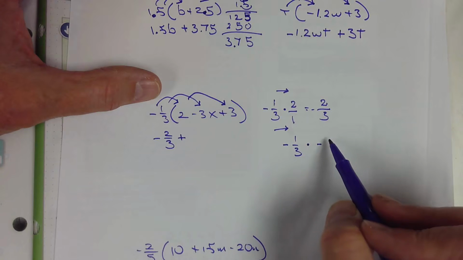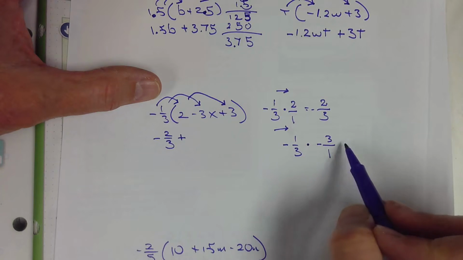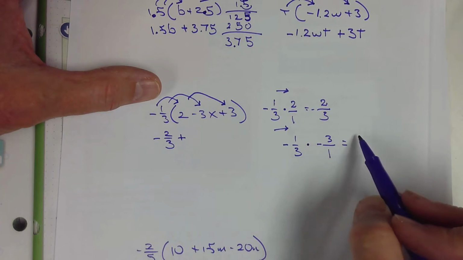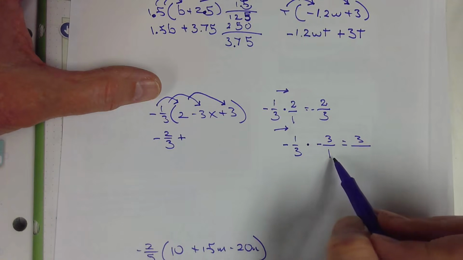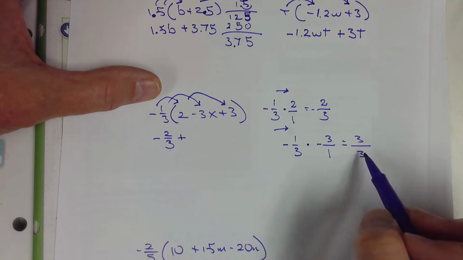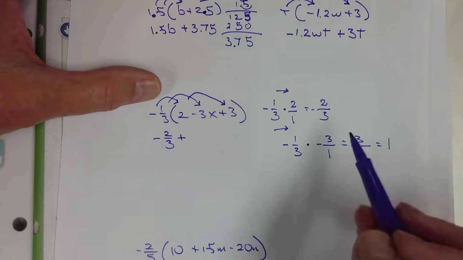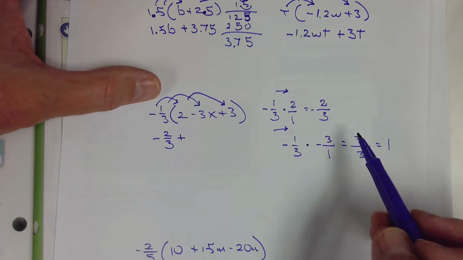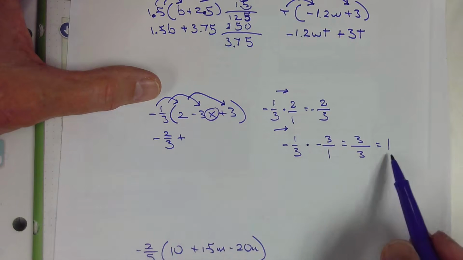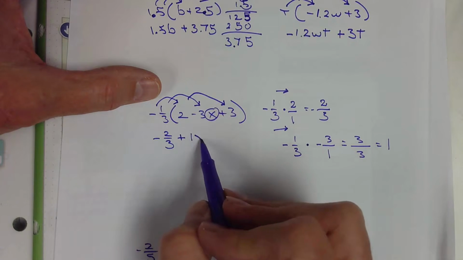And I'll just put a negative 3 here, and it's going to be 3 over 1. And 1 times 3 is 3, and 3 times 1 is 3. They're both negative, so it's a positive, and that equals 1. Now, I'll deal with the x. So it's just going to be plus 1x.